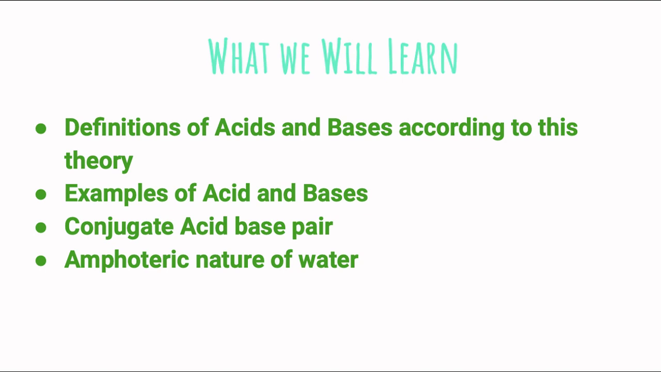So today we shall learn the definitions of acids and bases according to the Bronsted-Lowry theory, the examples of acids and bases according to this theory, what is a conjugate acid base pair, and the amphoteric nature of water.